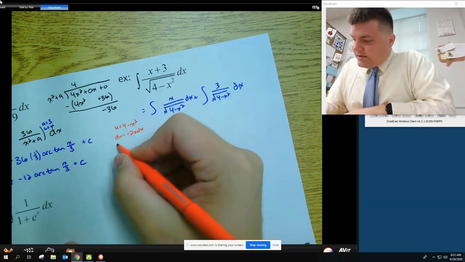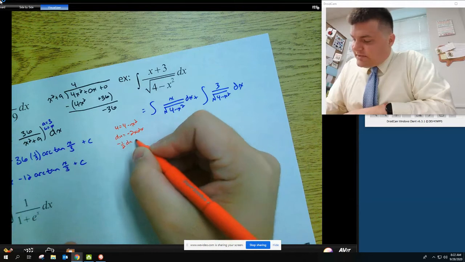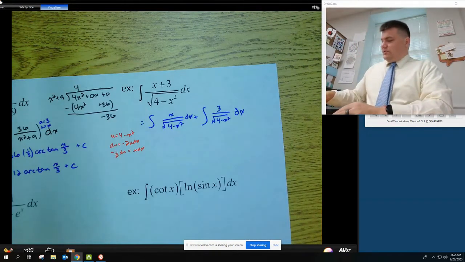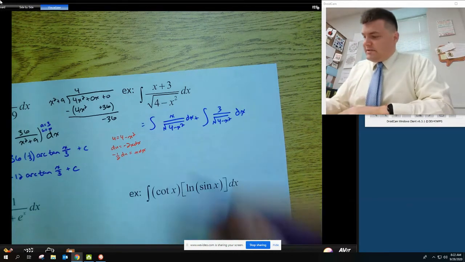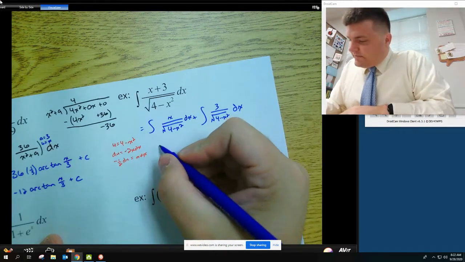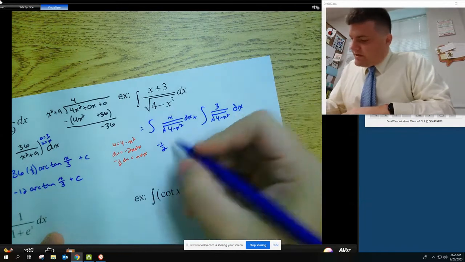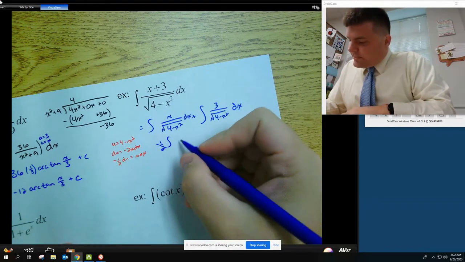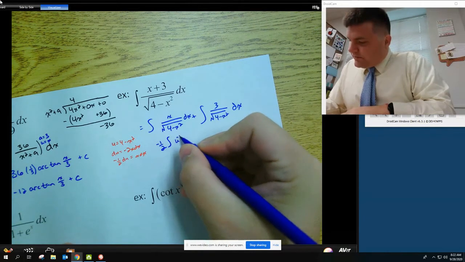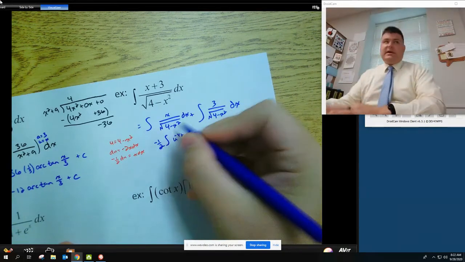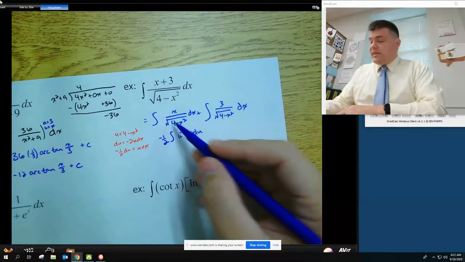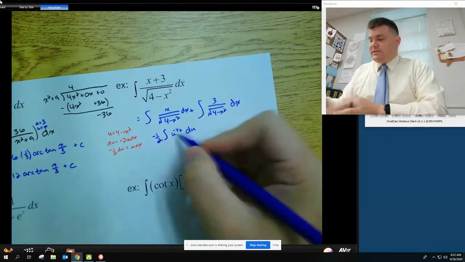So I'm going to get negative 1/2 du is equal to x dx, which is going to replace this x dx with a negative 1/2 of the integral of u to the negative 1/2 du. So I'm just making that square root of 4 minus x squared on the bottom into a negative 1/2 power, replacing that with the u.